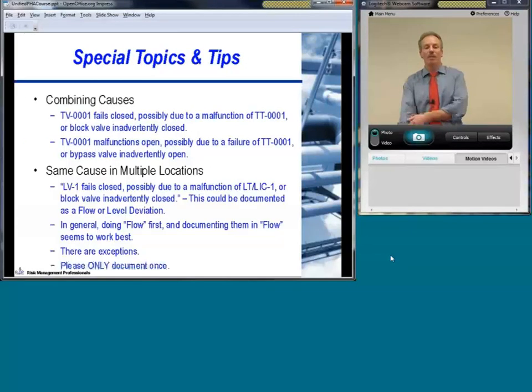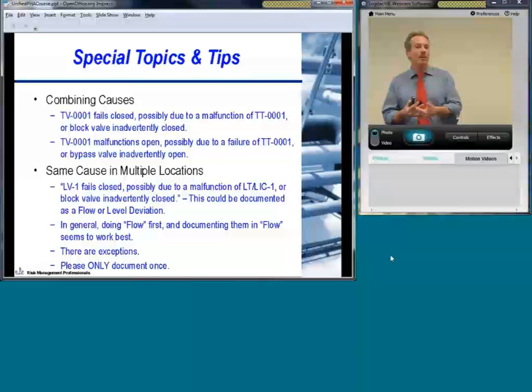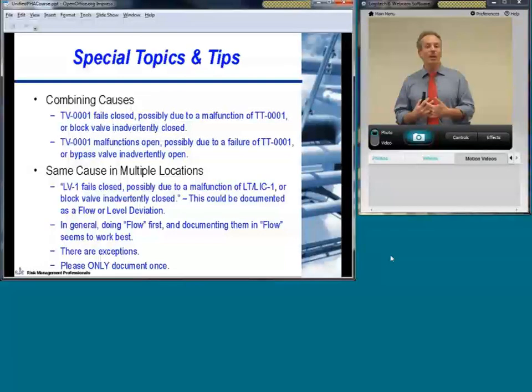Let's also talk about a couple of other topics. Combining causes, I mentioned before in some of the examples where we've taken mechanical failures, instrumentation failures, and operator actions or inactions and put them in with the same scenario, in the same cause. The reason is it leads to the same consequences. And so other than some differences in probability, which you may want to consider when you're looking at a layer of protection analysis or some other QRA technique, you really want to couple those together to make sure the team is focusing on the same consequence in the same type of scenario.